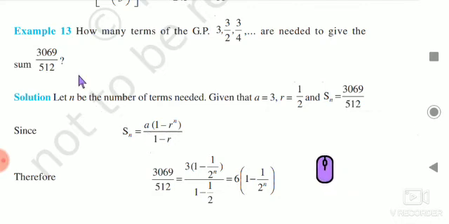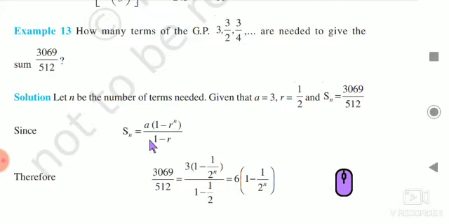Dear students, let me begin with one more question, which is a solved example from the textbook. Once again, how many terms of the GP 3, 3 by 2, 3 by 4 and so on are needed to give the sum 3069 divided by 512? Now we have to find the number of terms whose sum is 3069 divided by 512. The sum of how many terms gives this sum? Here we should find the value of n. Let n be the number of terms needed, given that A is the first term, ratio is 1 by 2 and sum Sn is given by 3069 divided by 512.